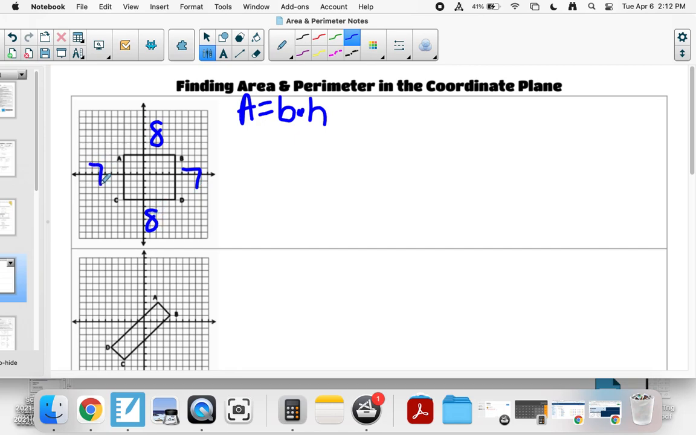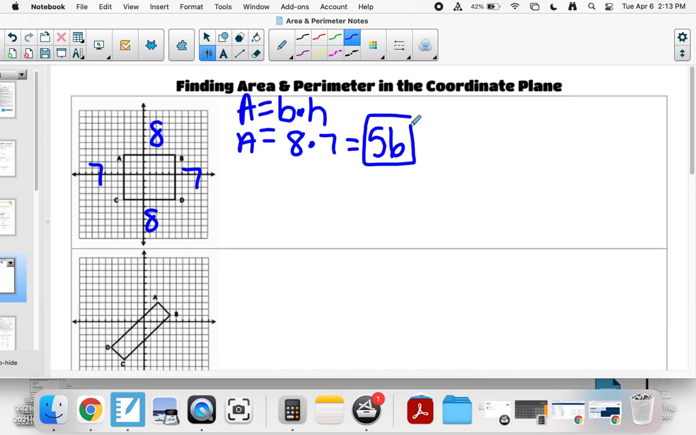7. Okay, good. So when I find my area, and I have base times height, what two numbers am I multiplying? 8 times 7. Which gives me how much for my area? 56. Perfect. Notice this doesn't have a label, so we're just going to leave the numbers.